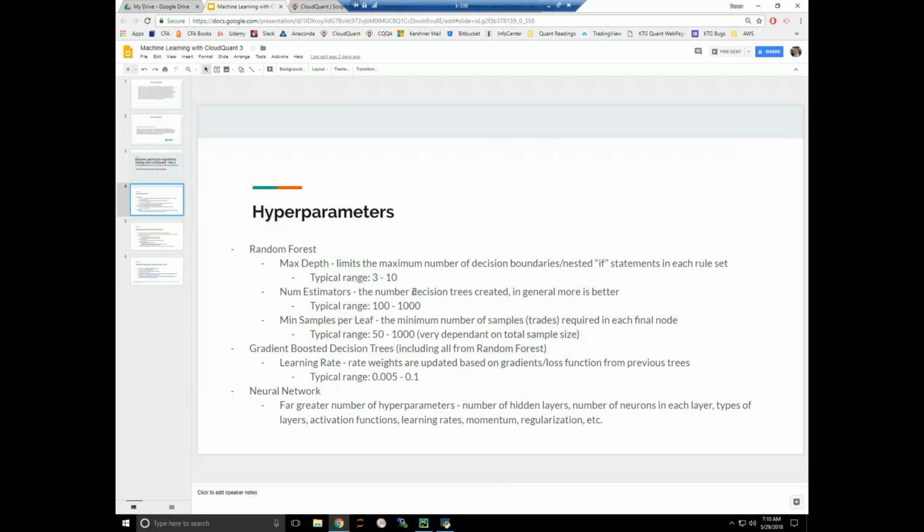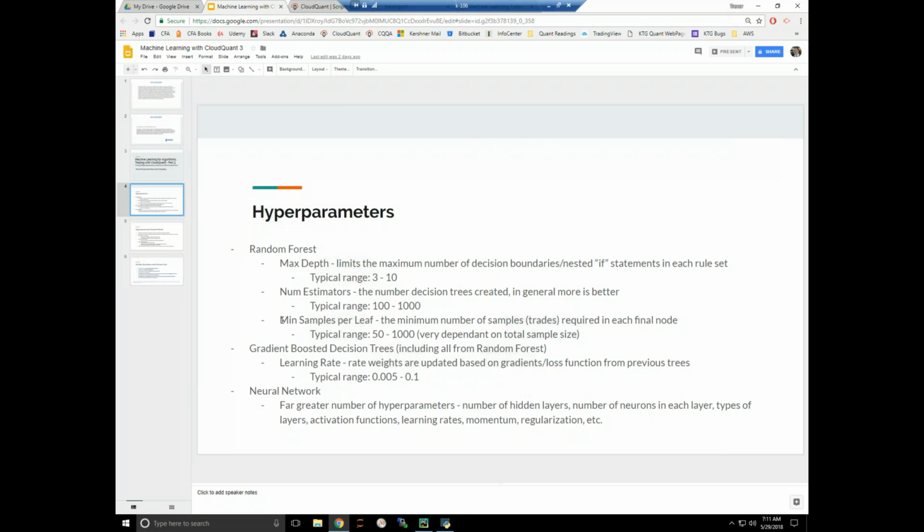Number of estimators, generally it's better to have as many as you can. You definitely don't see too many improvements when you get more than 1,000 or 2,000. Normally I will have somewhere from 100 to 500. Again, this is just another hyperparameter that you have to tune. Sometimes more is not necessarily better.